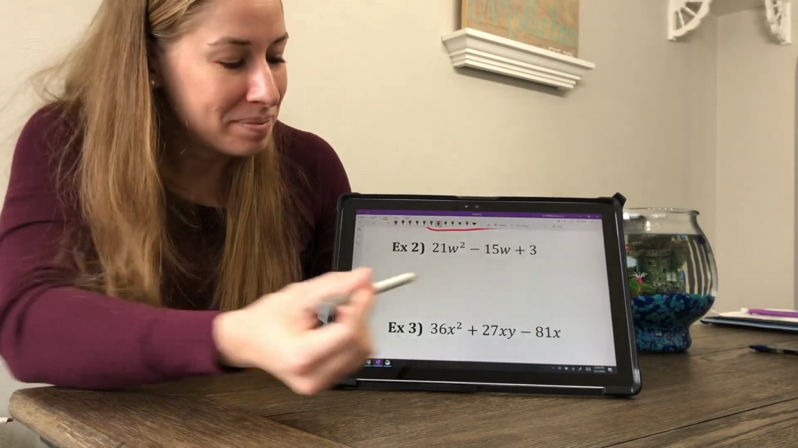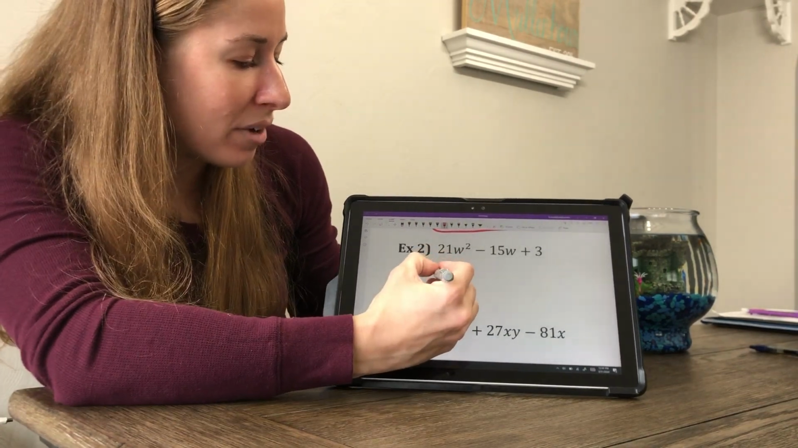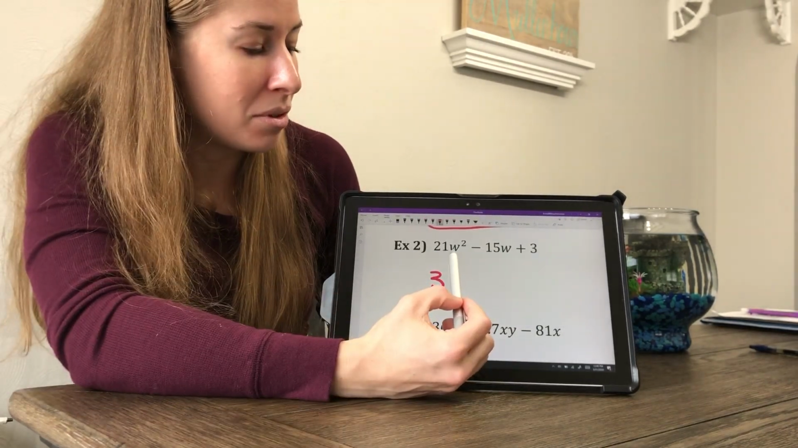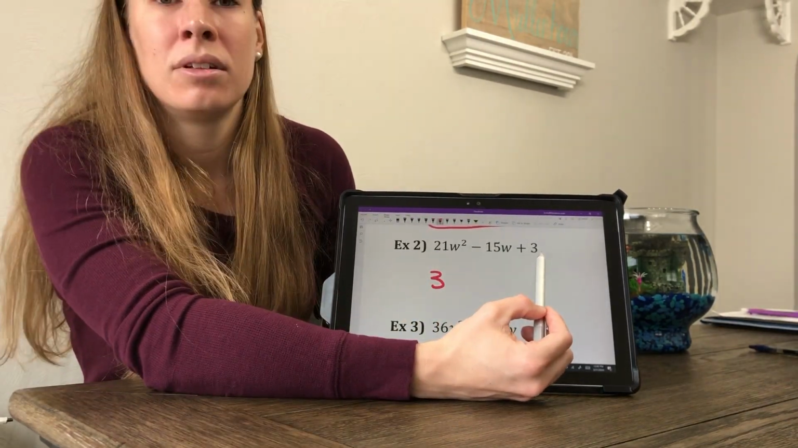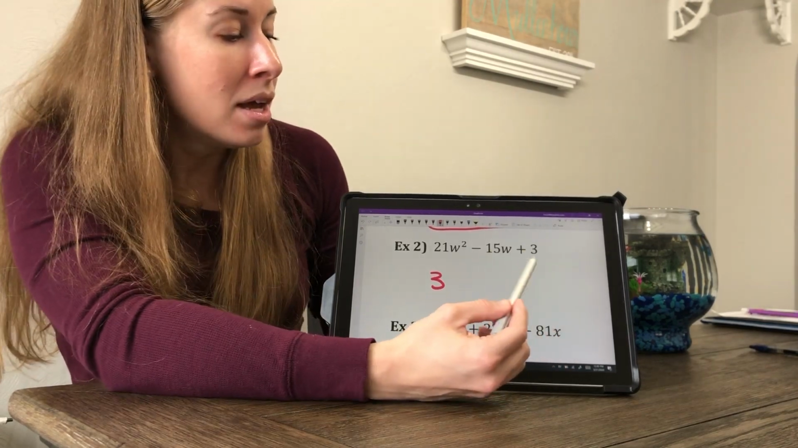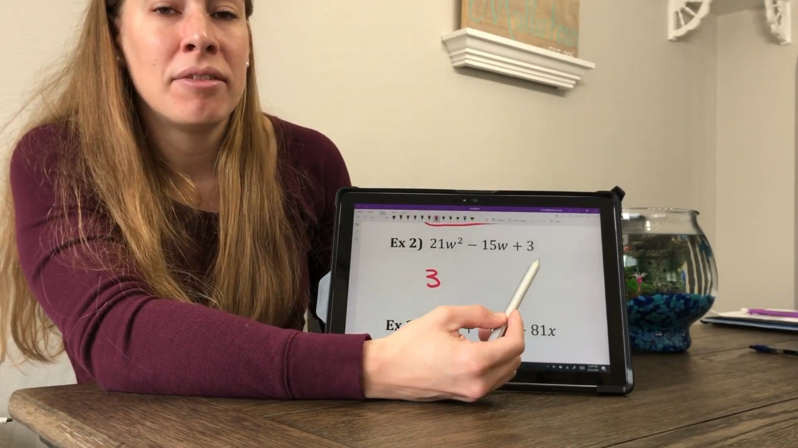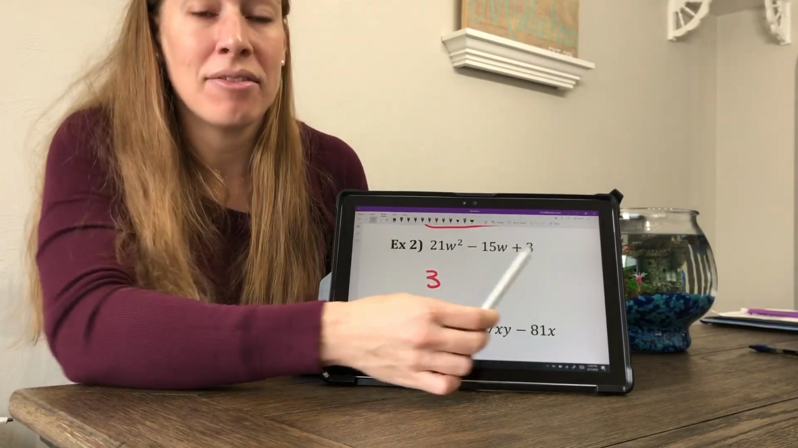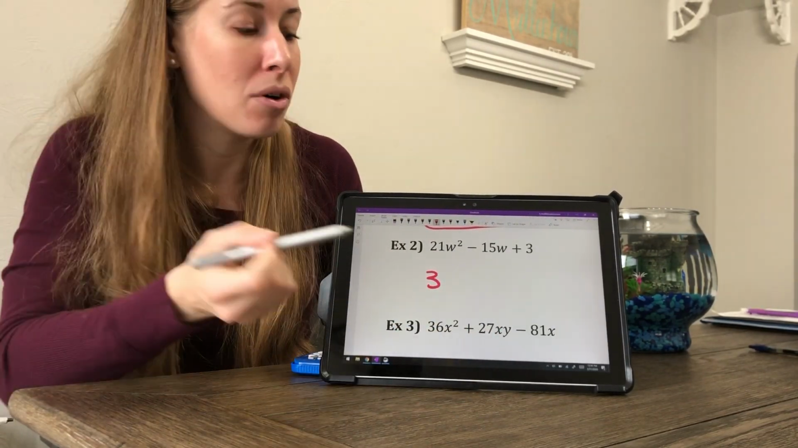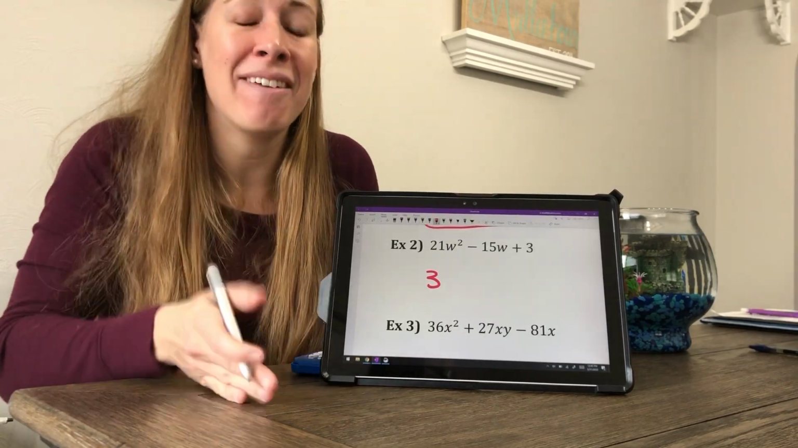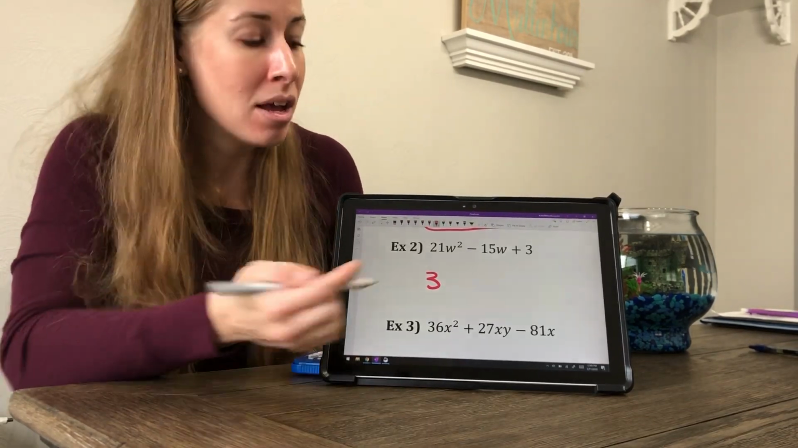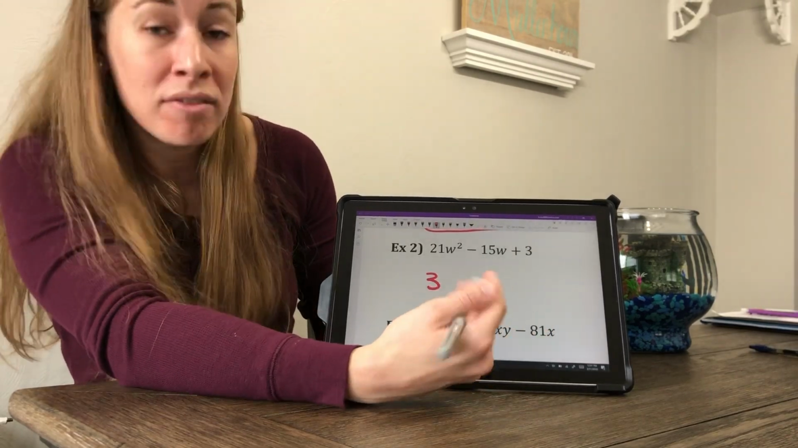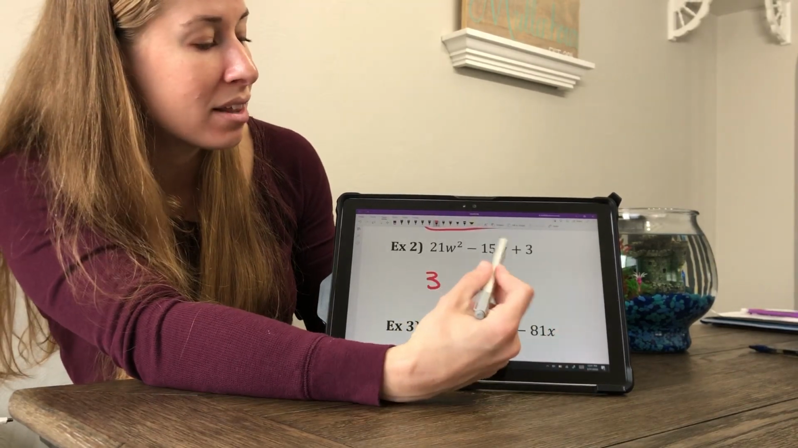Hopefully you said 3. You can divide 3 out of each of them. Okay, now look at the variables. W squared, W, no variable. Since this last term does not have a variable, you cannot factor out a variable. They all have to have a variable in order to factor it out. So a common monomial is something that every single term has. Since this doesn't have any w's to give, you can't take any. So all of the w's stay, and all you're doing is factoring out the numbers.